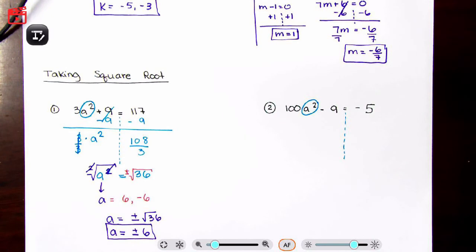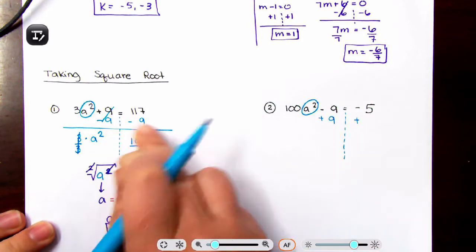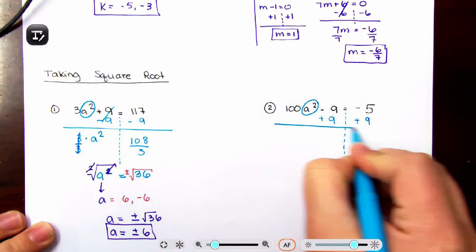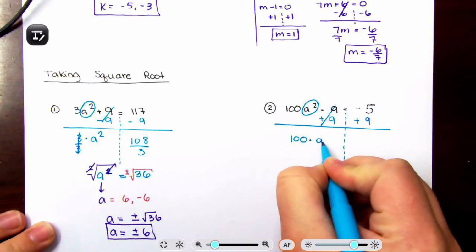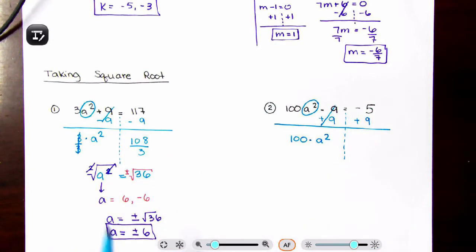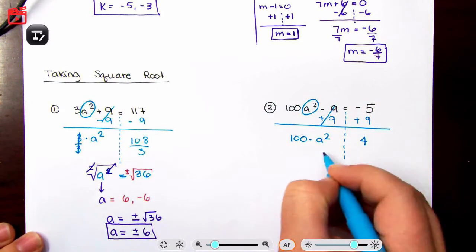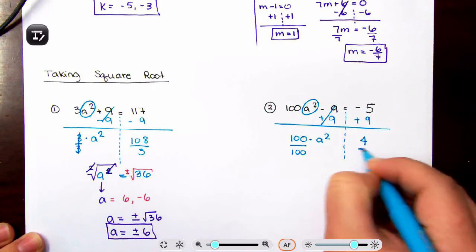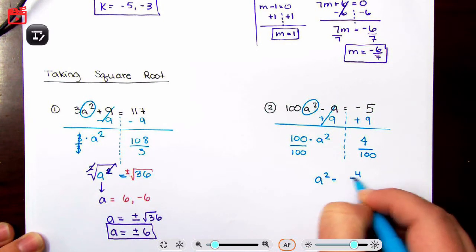Again, get your variable squared, whatever, if it's a bubble, get that bubble squared, whatever squared, you want it by itself. So I'm going to add 9 to both sides. I just realized it's the same step on both examples. It doesn't matter. Okay, I'm going to bring down 100 times a squared. Negative 5 plus 9 is 4. Now I'm going to divide by 100. Divide by 100. A squared is equal to 4 divided by 100.